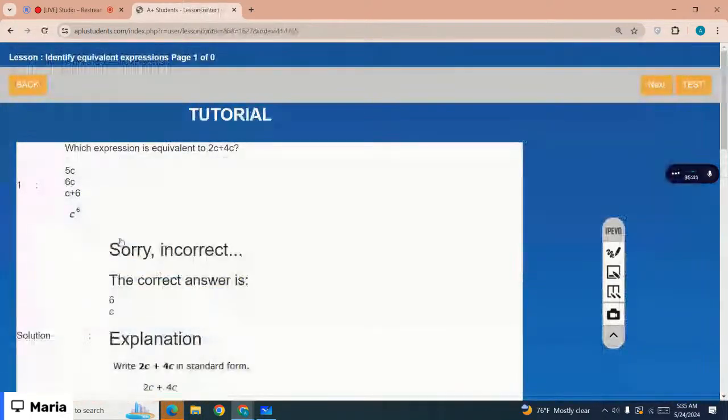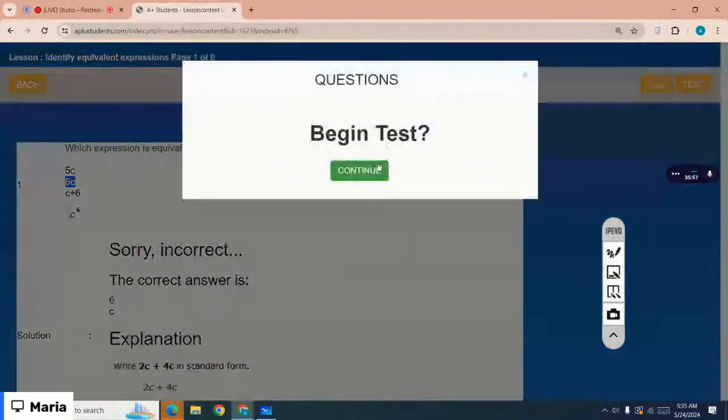Which expression is equivalent to 2c plus 4c? So just add, right? Add their coefficients. 4 plus 2 is 6. So that means 2c plus 4c is equal to 6c, right? Let's just start with the test questions.